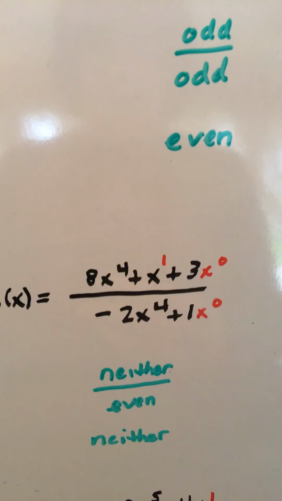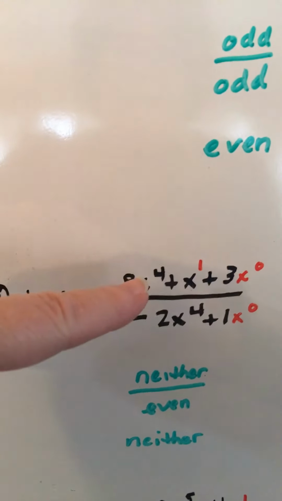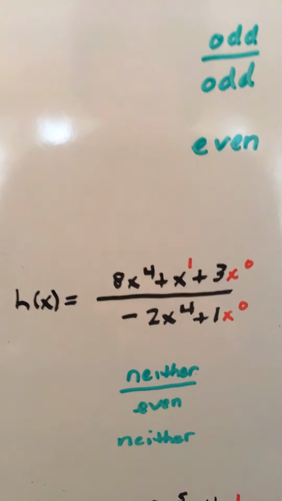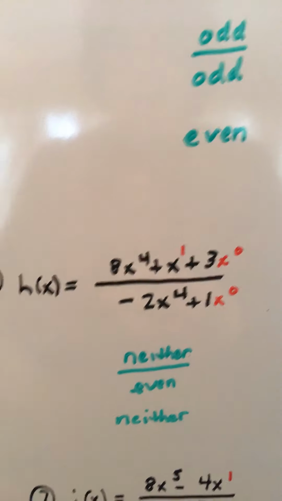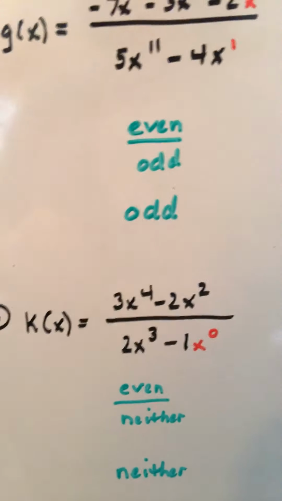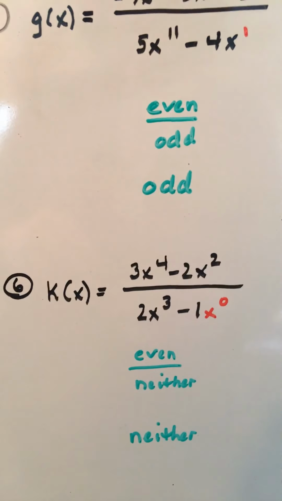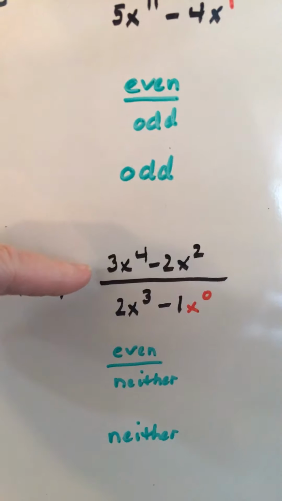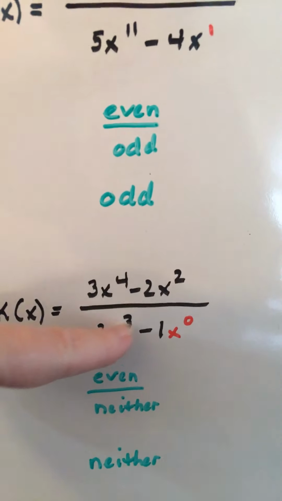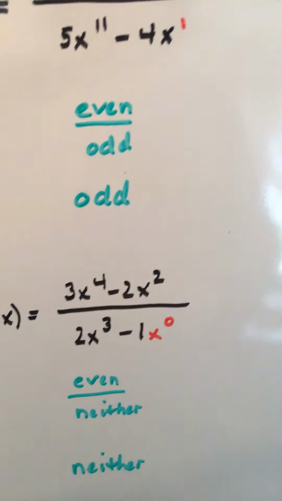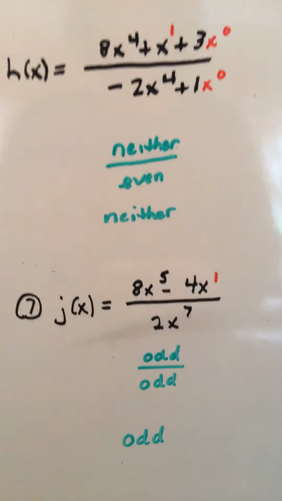In number 5, I note that my numerator is neither because I'm mixing even and odds. I could quit right there. I could care less what's in the denominator. My answer is neither. In problem 6, the numerator of k is even, but when I get to the denominator, I see it's a mix of odd and even. It's neither, so my final answer is neither.